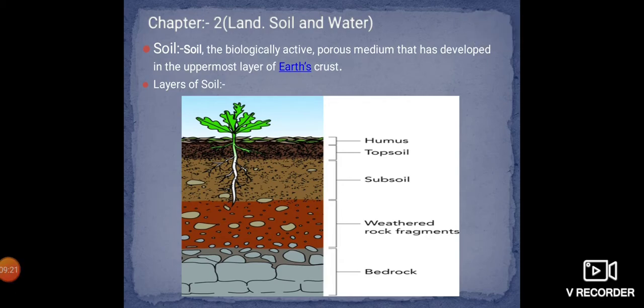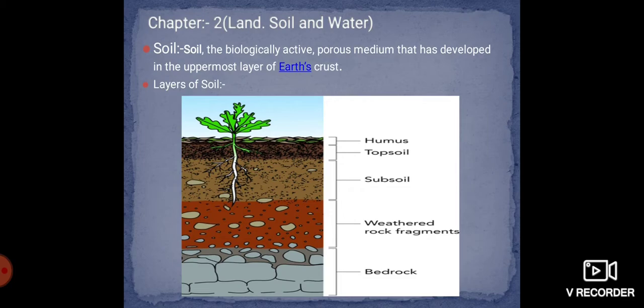My first question is, how is soil formed? Soil has taken thousands of years to form. Soil formation takes place in the following ways. Big rocks break down into smaller rocks by the continuous action of wind and rain. Rocks are mainly broken by two types of weathering, physical weathering and chemical weathering.